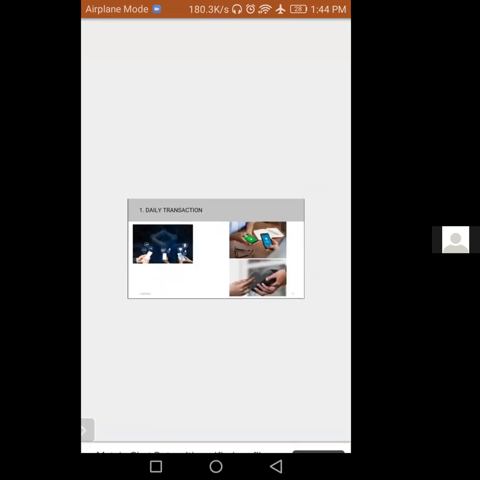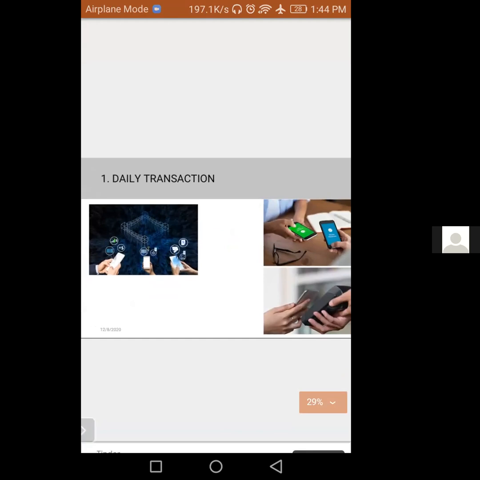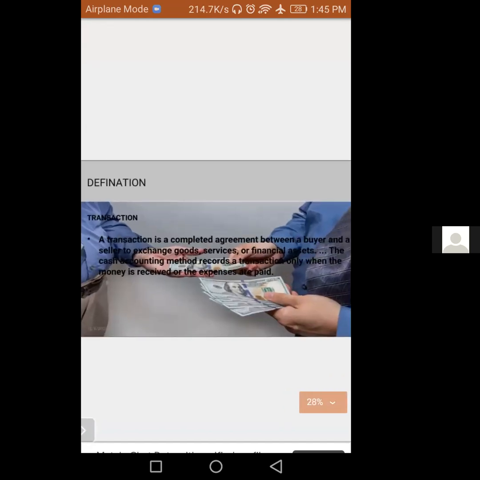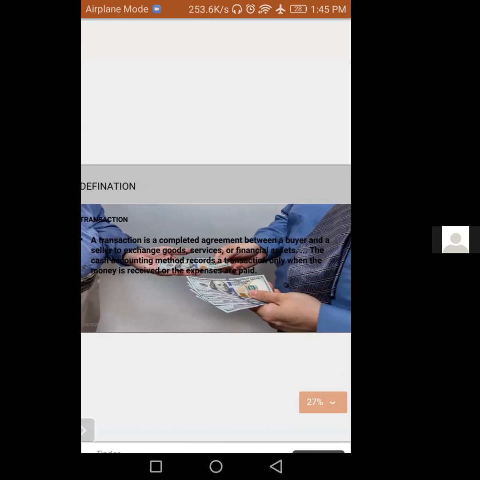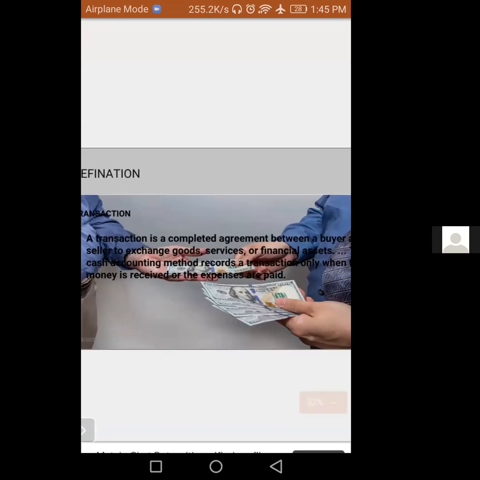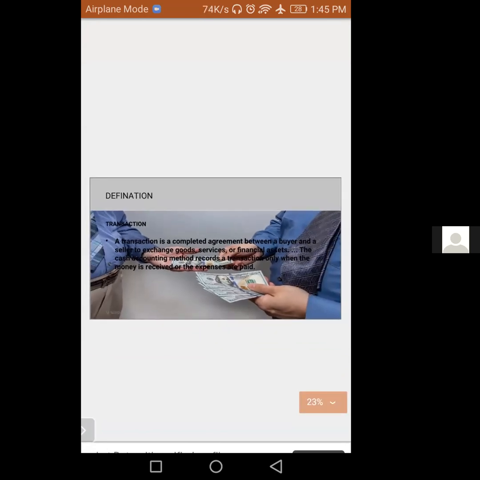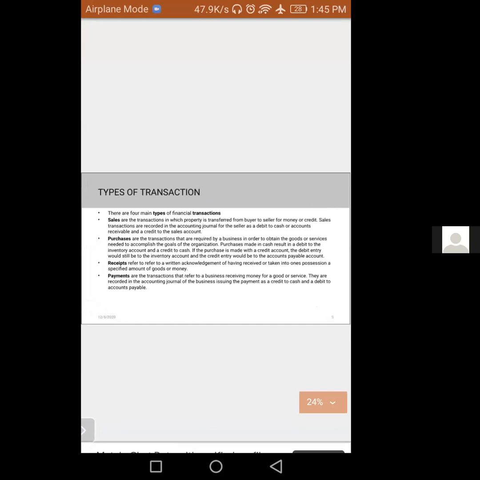As you all use daily transactions like Google Pay, PhonePe, and card swipes, as you all know. And then we have the definition of transaction. A transaction is a complete agreement between a buyer and a seller to exchange goods, services, or financial assets. The cash accounting method records transactions when the money is received or the expenses are paid.